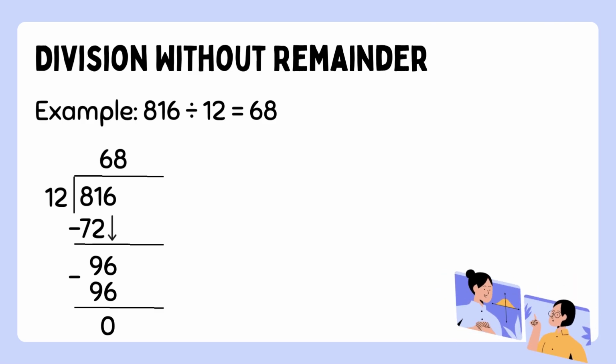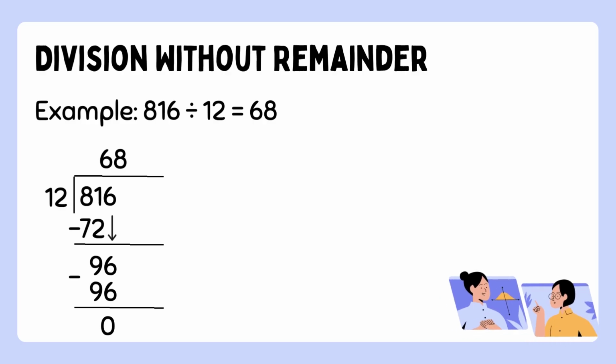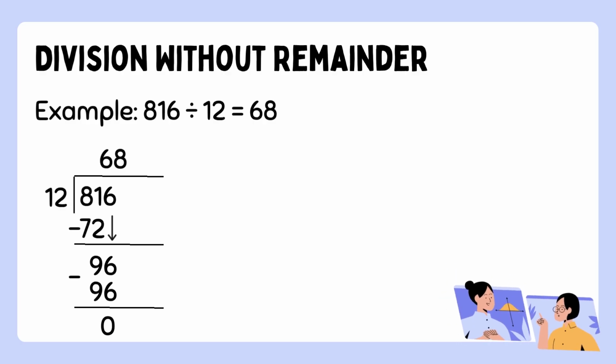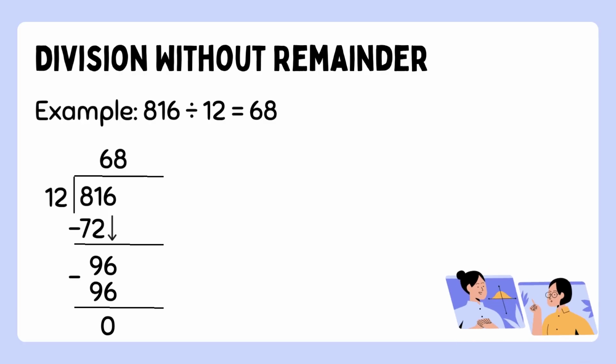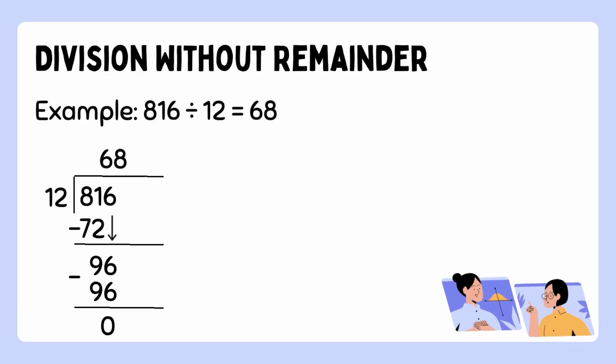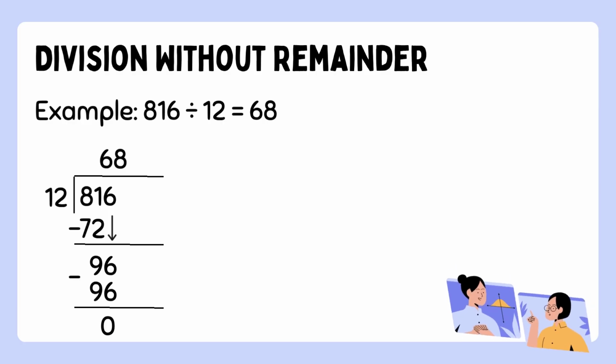Now we have 96. Repeat the steps with 96. Divide. How many times does 12 go into 96? Try 8, because 8 times 12 equals 96 exactly. Multiply. 8 times 12 equals 96.